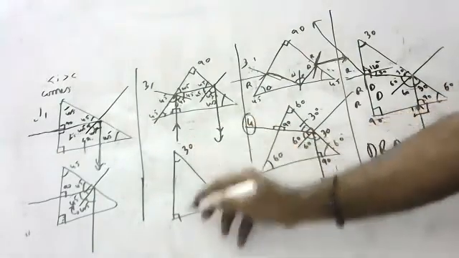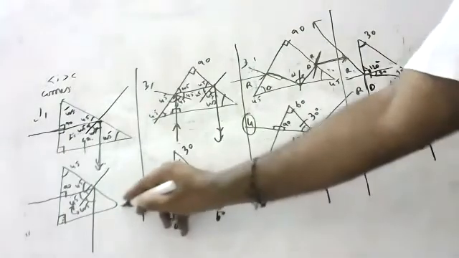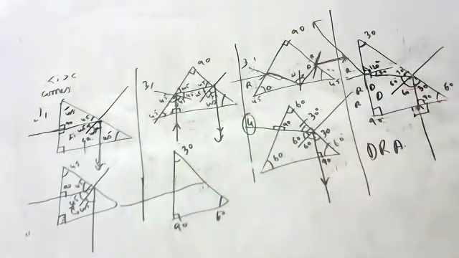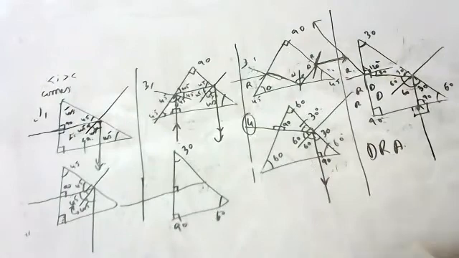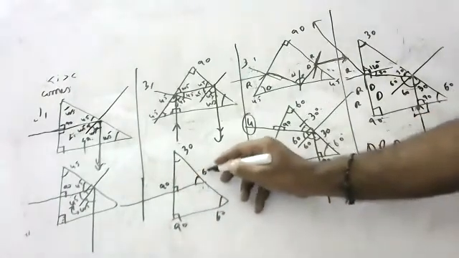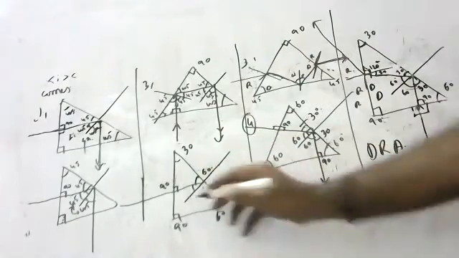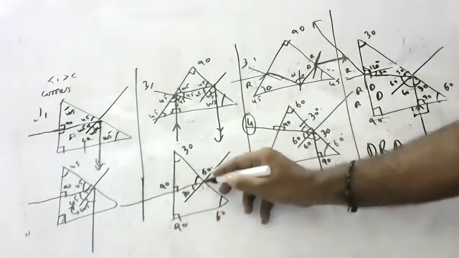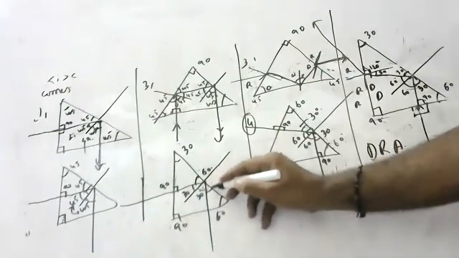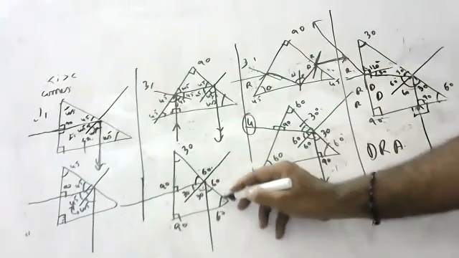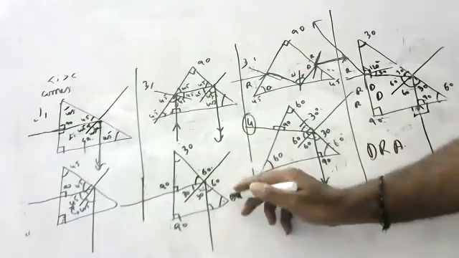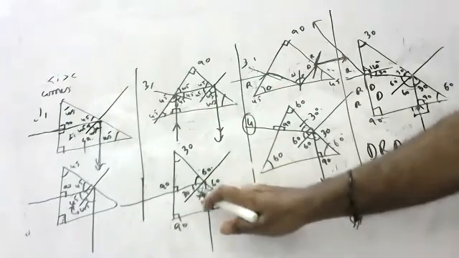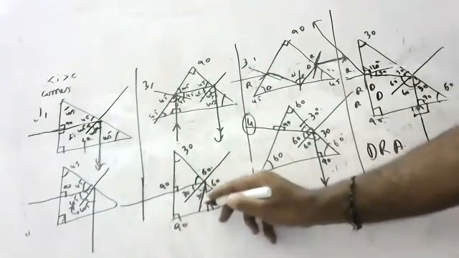30, 90, 60. This is 30, this is 90, this is 60. One light ray is coming like this. Can anyone help me? How much is this? 90. And this is 60. And this is the normal. This is how much? 30. Angle of incidence is equal to angle of reflection. This is 30. This is 60. This is 60. This will be how much? 60. So a little bit it will go like this. So this is also 60.